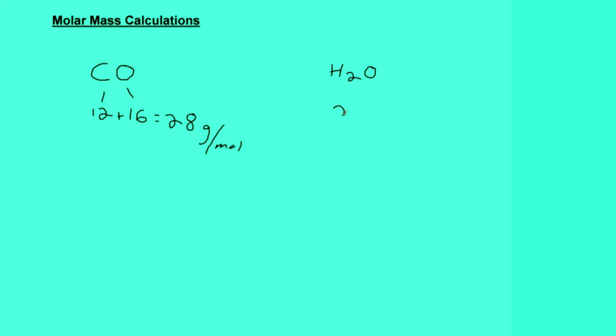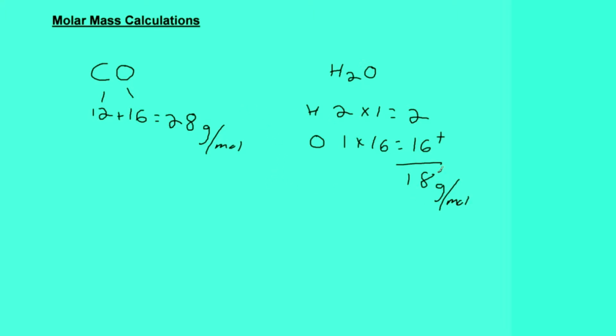How about something slightly more challenging? Water. 2 hydrogen atoms. And the mass of hydrogen is 1, so 2 times 1 is 2. We only have 1 oxygen atom. Its mass is 16. And we're going to add these numbers up. So the molar mass of water is 18 grams per mole.